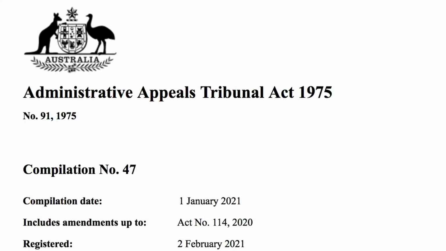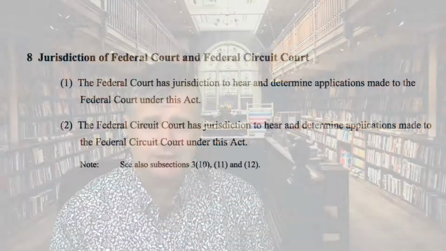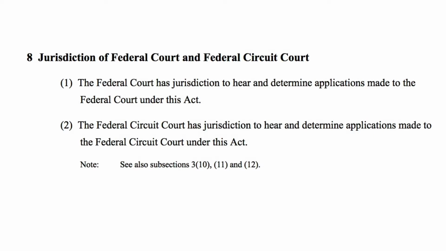Through statute, the Parliament can do two things. First, it can create new types of court and new types of tribunal. So, there never used to be an administrative appeals tribunal, but then along came the Parliament, it passed the Administrative Appeals Tribunal Act 1975, and suddenly the AAT is a thing. Second, the Parliament can pass laws which give powers to courts and tribunals. A good example here is Section 8 of the Administrative Decisions Judicial Review Act 1977, which says the Federal Court has jurisdiction to hear and determine applications made to the Federal Court under this Act.